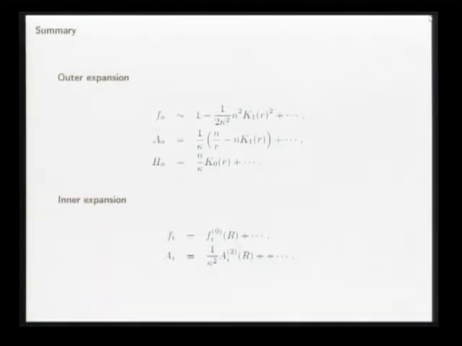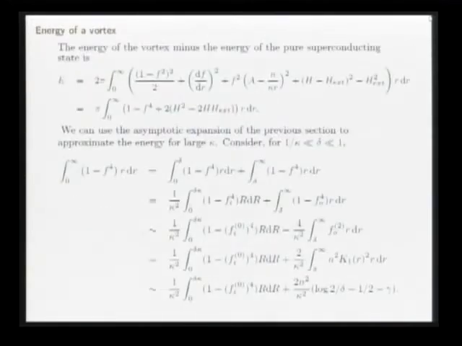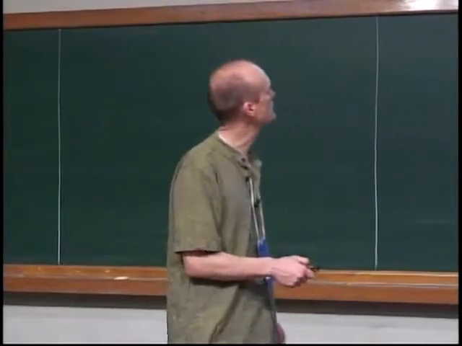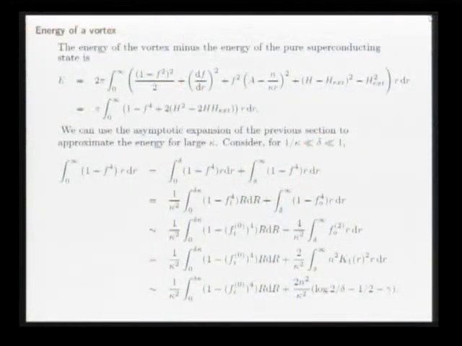So if I want to calculate the energy now using this expansion, the energy of a vortex minus the energy of the superconducting state, this is the last calculation I'm going to do. This is the Ginzburg-Landau free energy written down for this particular form of the radial solution. I've used the fact that F is only a function of R and A is only a function of R. And again, by manipulating this energy using the equations, I can reduce this long expression down to just a couple of terms here.